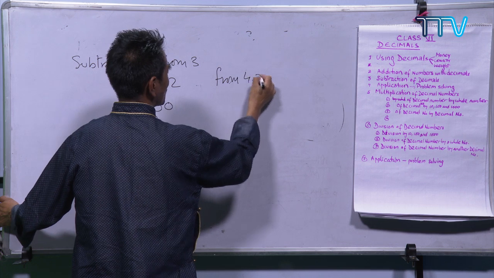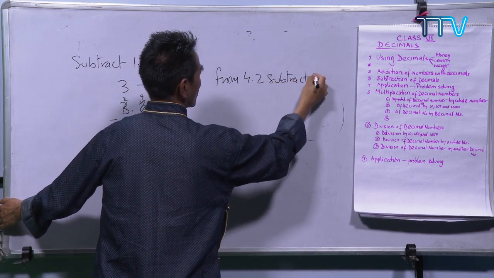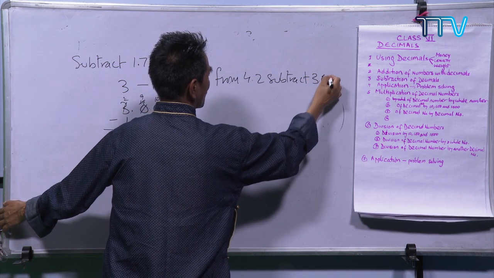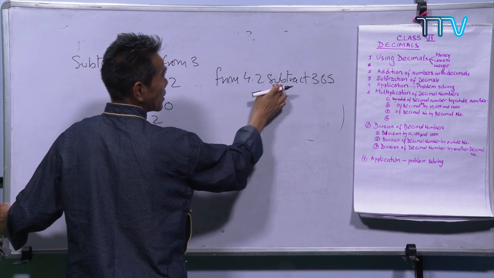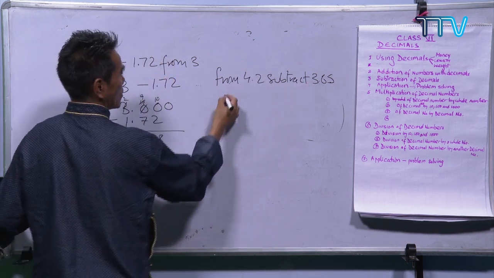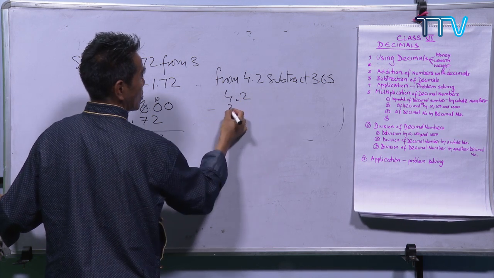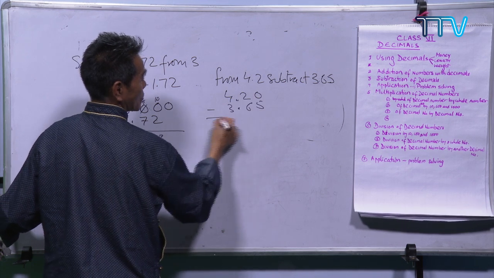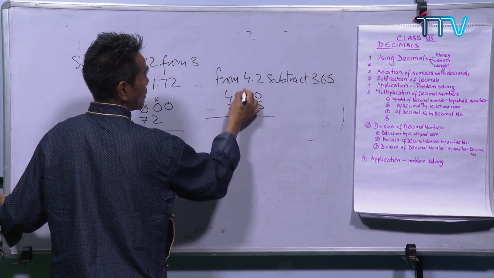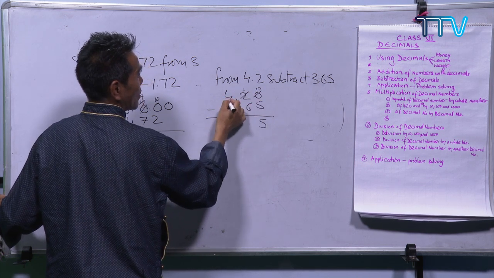From 4.2 subtract 3.65. 4.2, add a zero, 4.20. 3.65. You subtract: 10 minus 5 is 5. This one becomes 10, and this 3 is 11.